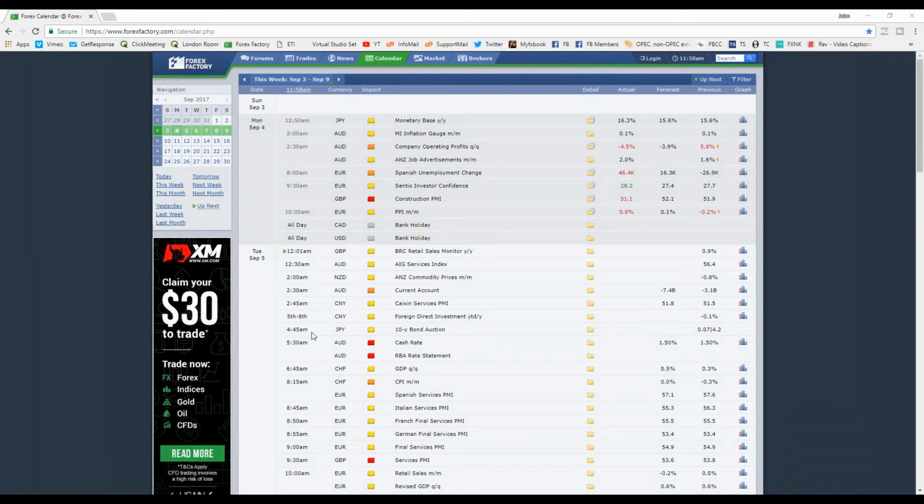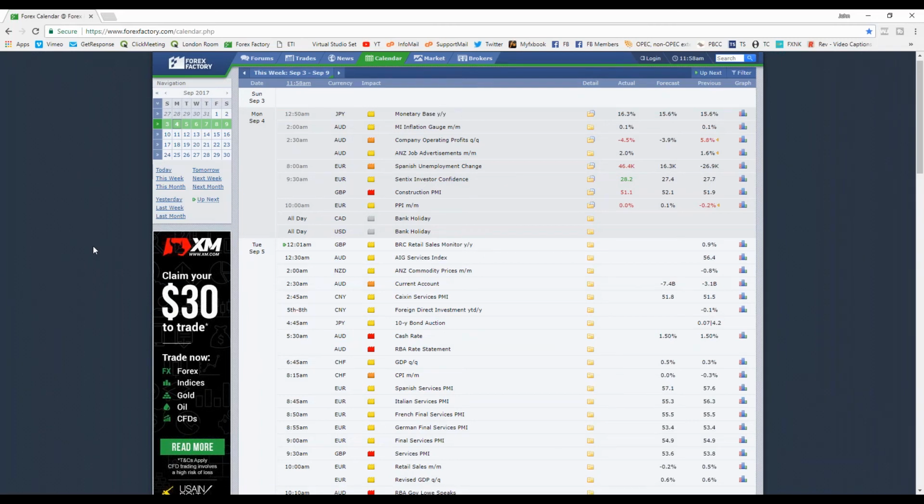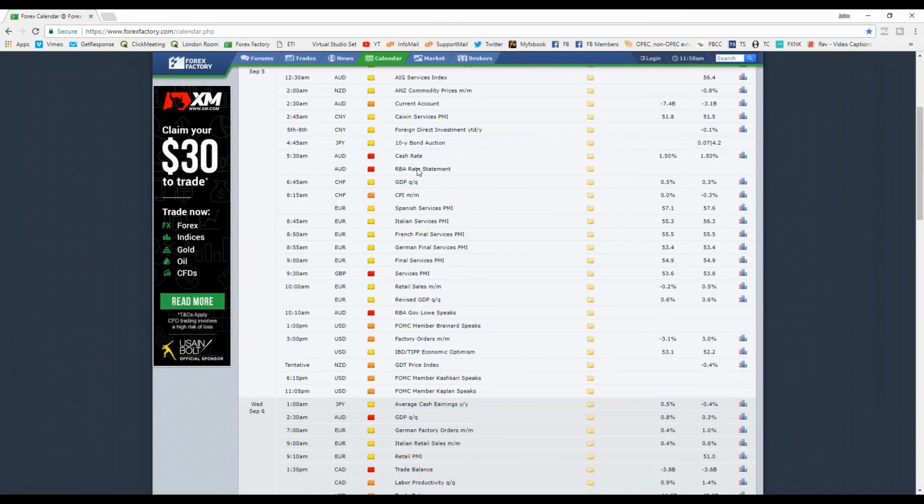If we go and have a look at tomorrow, we can see we start off with something which is fairly big in terms of data, which is the cash rate, the RBA rate statement, which is the Australian interest rate decision tomorrow. So we're going to put down a capital X tomorrow morning for the Aussie.